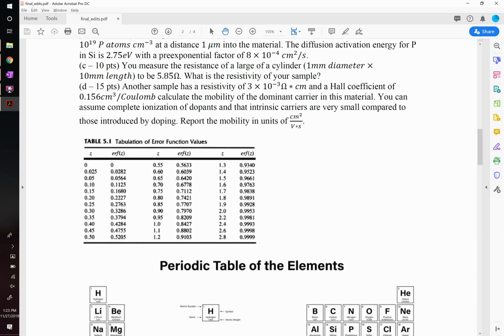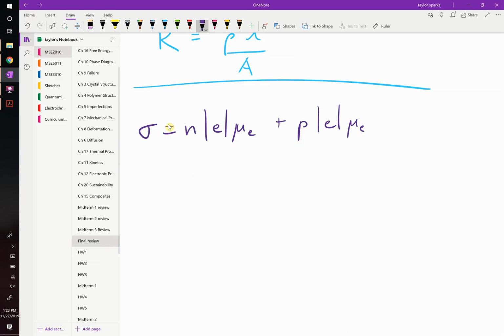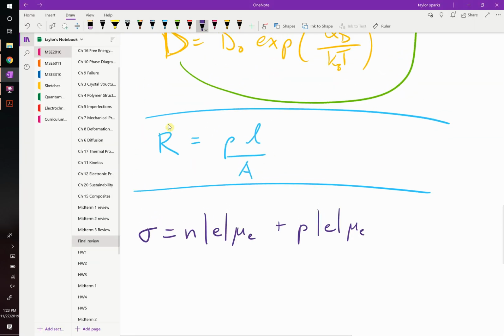But what have we said? We've said this thing has been doped to such a degree that intrinsic carriers are very small compared to those introduced by doping. So we don't yet know which one of these is the dopant, N-type or P-type, but once we figure it out, if it's N-type, we can ignore this term. If it's P-type, we can ignore this term. That's what that's saying. So now we need to figure out which one's which.